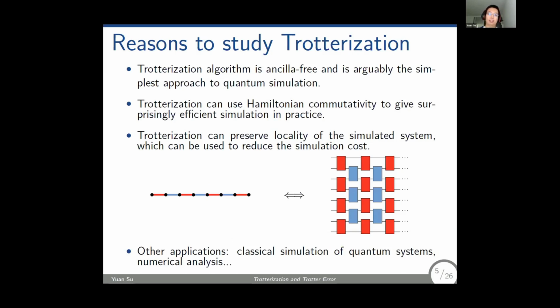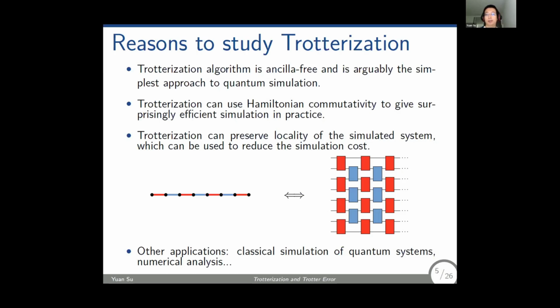But on the other hand, it turns out that this method could potentially be very efficient, especially in the case where Hamiltonian terms commute or almost commute. There are some additional benefits. For example, let's say you want to simulate some system with some locality property, for example, a 1D chain with nearest neighbor interactions, like this, interactions colored with red, blue, this kind of nearest neighbor interactions.